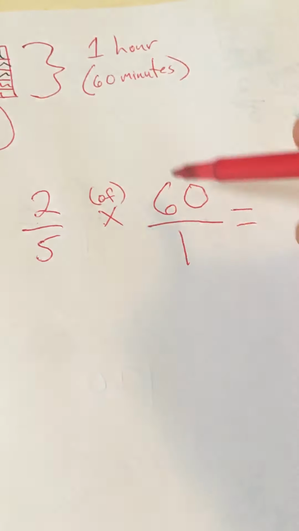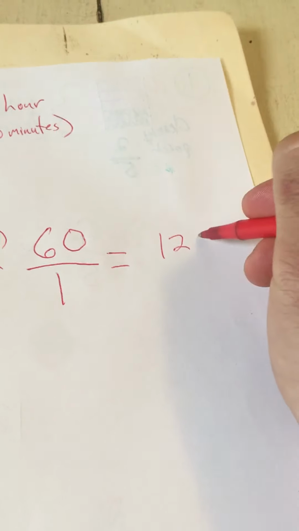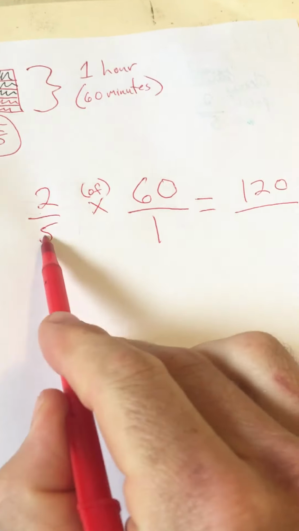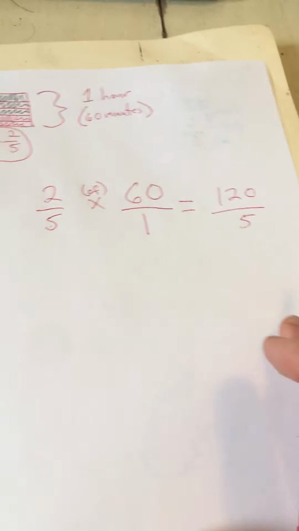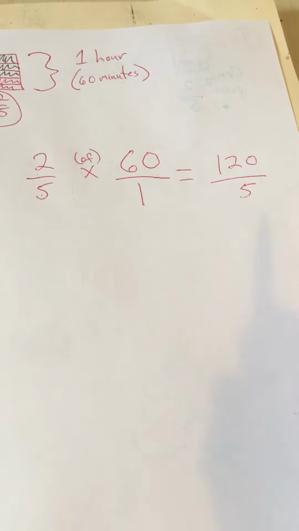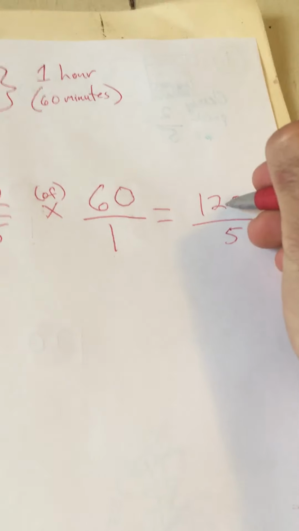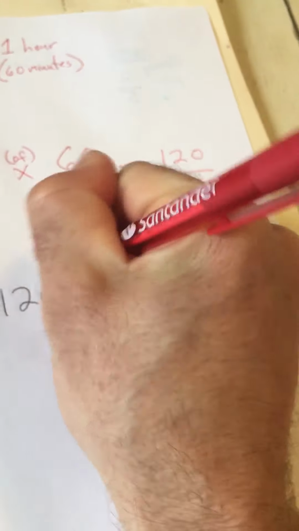So we're just going to multiply the numerators. 2 times 60 is 120. And we multiply the denominators. 5 times 1 is 5. And we're left with 120/5, which is now a division problem. That's 120 divided by 5.